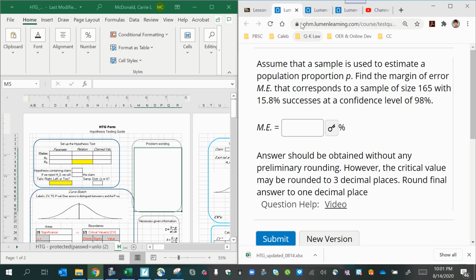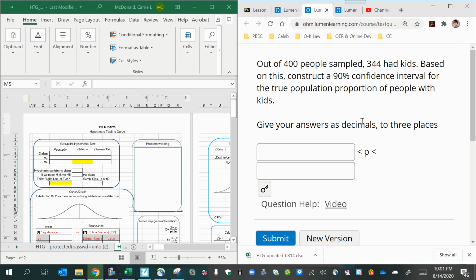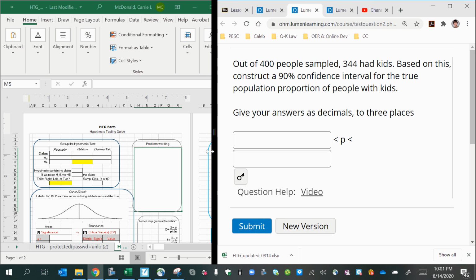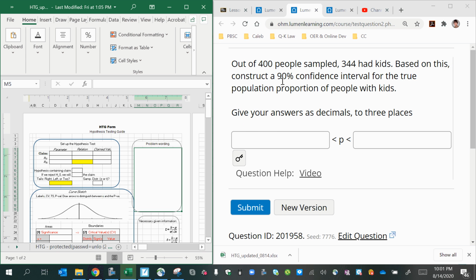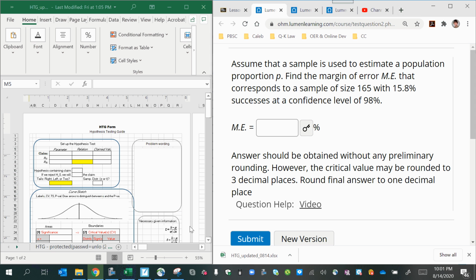All right, I got this question and also this question from the same student. Earlier I was helping another student with both of these, and they're actually very similar. So I'm going to do them both. First, we'll start with calculating a margin of error.